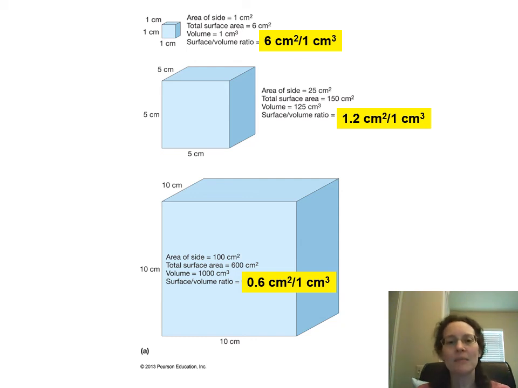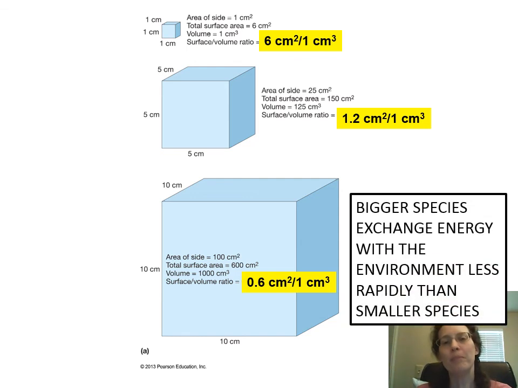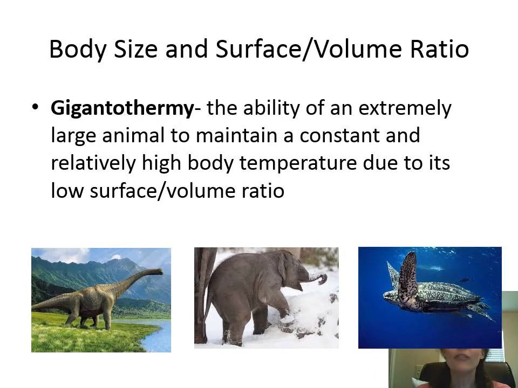And this comes down to this basic idea, this is the important part, don't worry about the numbers, that bigger species exchange energy with the environment less rapidly than small species. Okay, and this brings us to an idea of gigantothermy. This is the ability of an extremely large animal to maintain a constant and relatively high body temperature just due to its large surface to volume ratio.